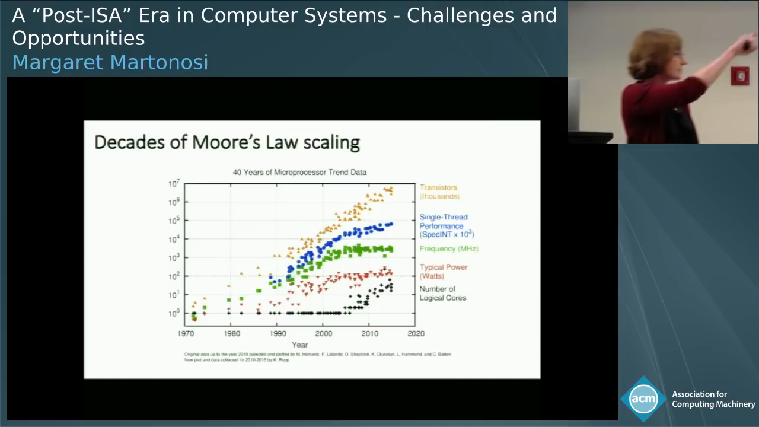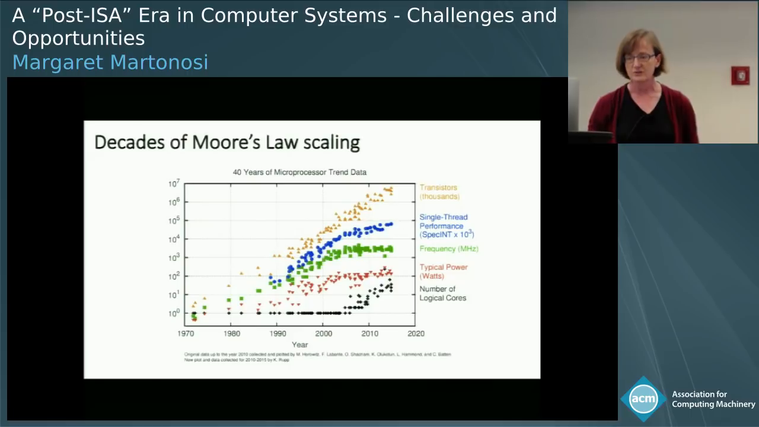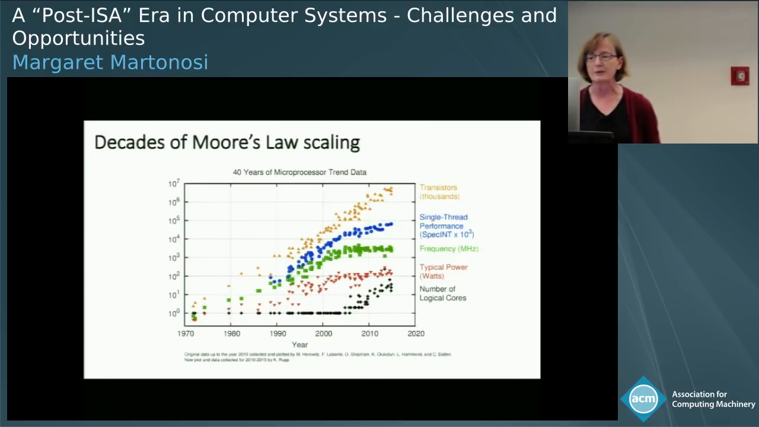The upper scatter plot that you can see here are the sort of transistor scaling numbers over years from 1970 to essentially the present. But you can see that other metrics also scaled. But you can also see that things are not quite keeping up anymore. In particular, single-threaded performance, clock frequency, and power all started to level off about 15 years ago. Basically, when we started hitting fundamental power limits.